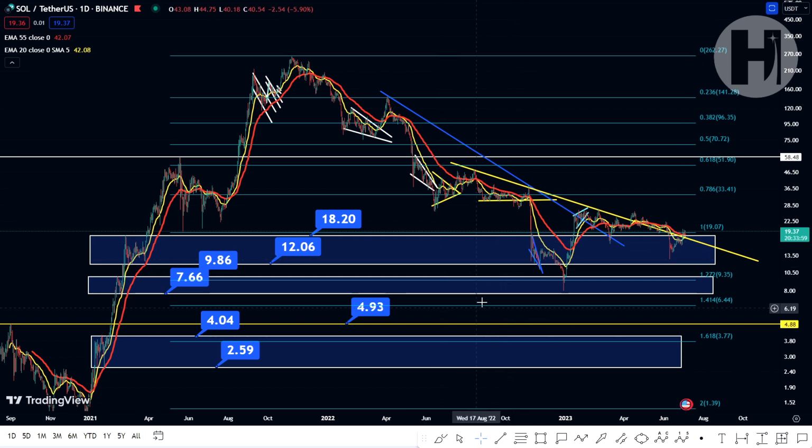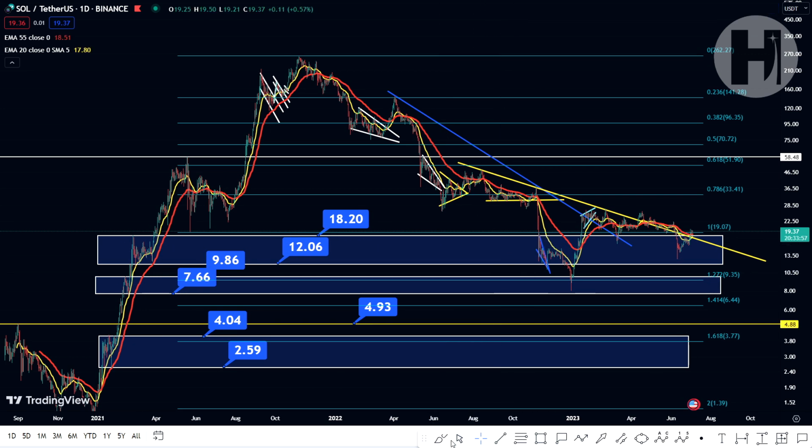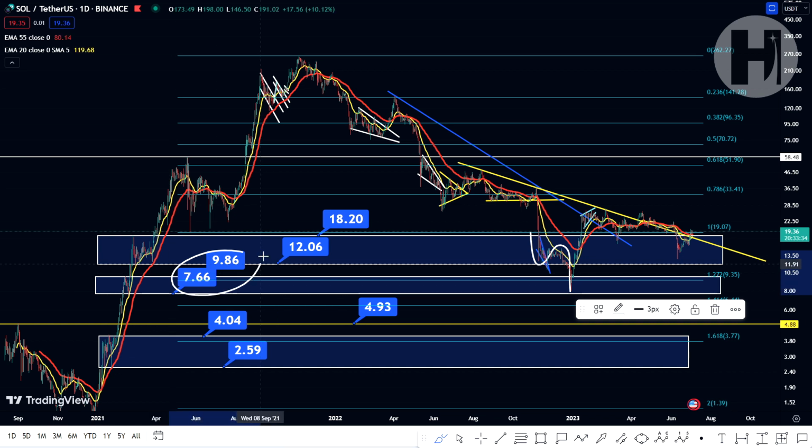Taking a look at the daily chart, we have our support block that we've set up a long time ago from $18.20 down to $12.06 based on the 2021 trading range that we had from February down into March, and then we broke out and we haven't really come back down until November 2022. So we dropped even below that into the lower support block between $10 and $8.